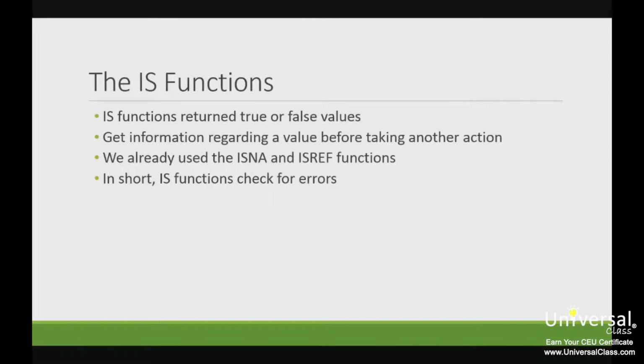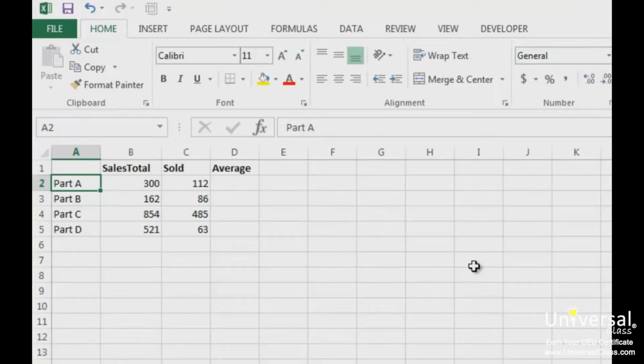In Excel 2013, the IS functions return logical true or false values. IS functions are used to get information regarding a value before it takes another action, such as solving a formula. We have already used the ISNA and ISREF functions in this course to find out about a value before solving a formula. In conjunction with IF statements, we told Excel what we wanted to appear on the screen if the outcome was true or if it was false. In short, IS functions check for errors.